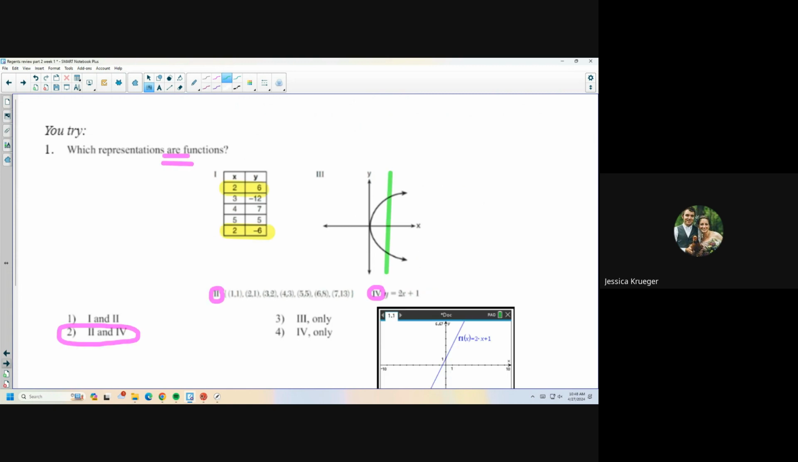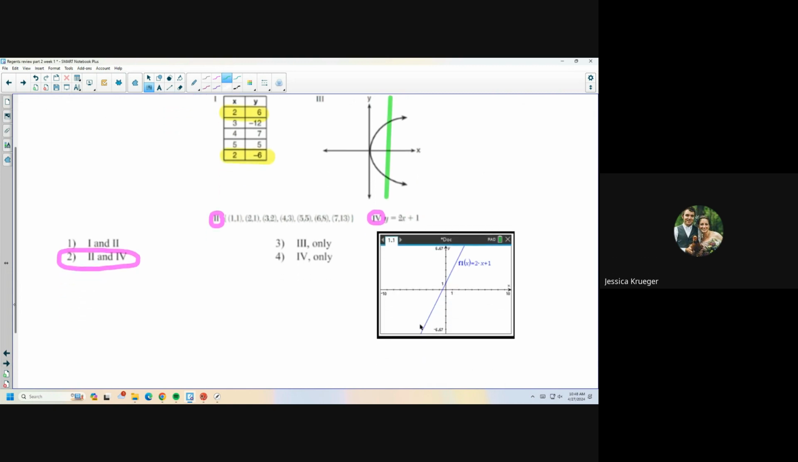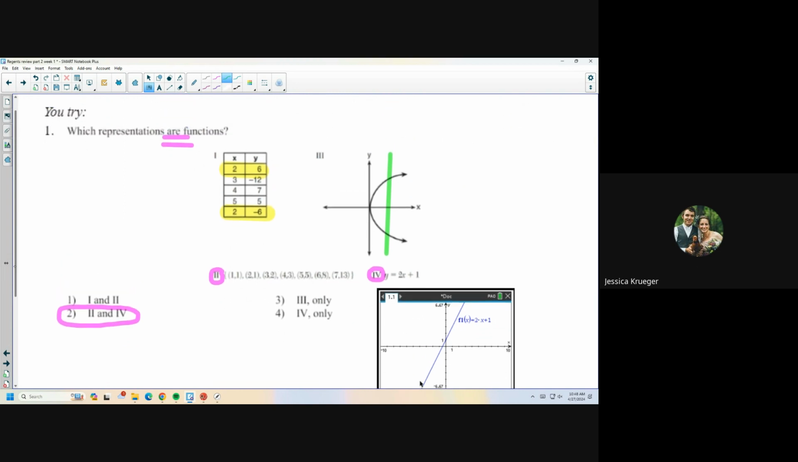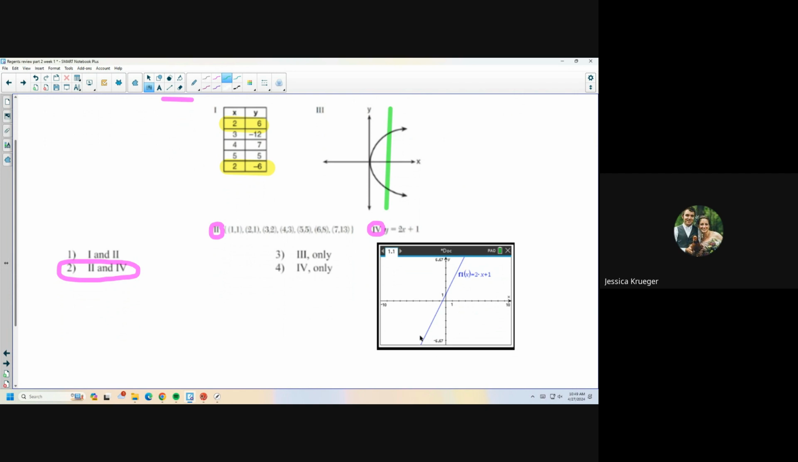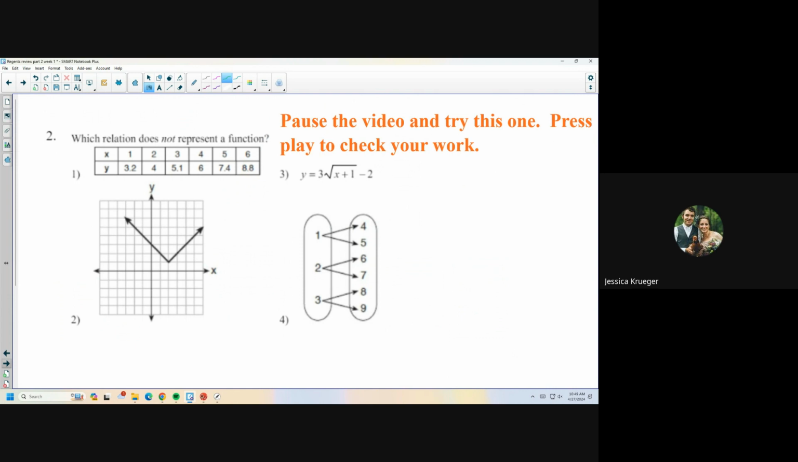Okay, here's your answer. When I graphed answer choice 4 in my calculator, it was a line. And a line, as long as it's not a vertical line, is a function. So it says, which of the relations are functions? Just choice 2 and 4. Here's the next one. My hint again is to graph this function in your calculator and see what the graph looks like. We're looking for the one that is not a function.